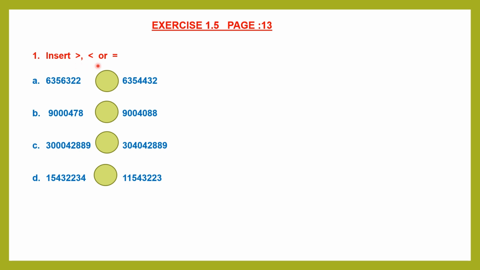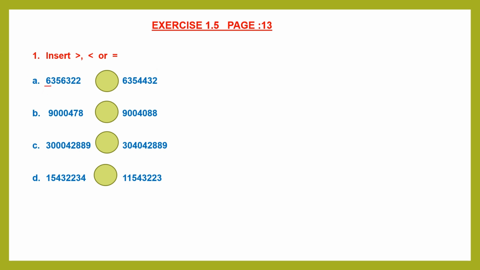Insert the greater than, lesser than or the equal to sign. So when we are going to compare numbers and put these signs, remember all the rules that we just learned. So here we have numbers. Let's count the number of digits. So here first one, 1, 2, 3, 4, 5, 6, 7. This is a 7-digit number. Next one, 1, 2, 3, 4, 5, 6, 7. This is also a 7-digit number. So we learned if the number of digits is the same, next step is we look at the digit in the extreme left.